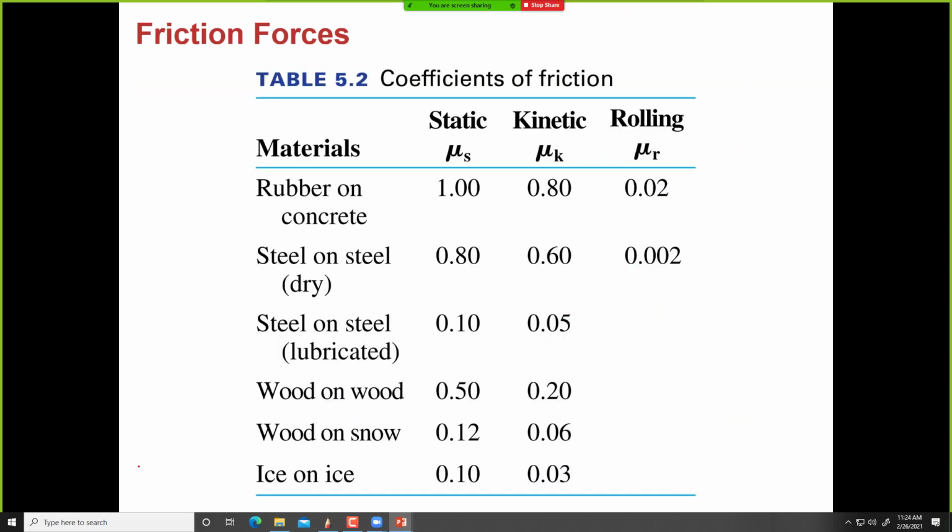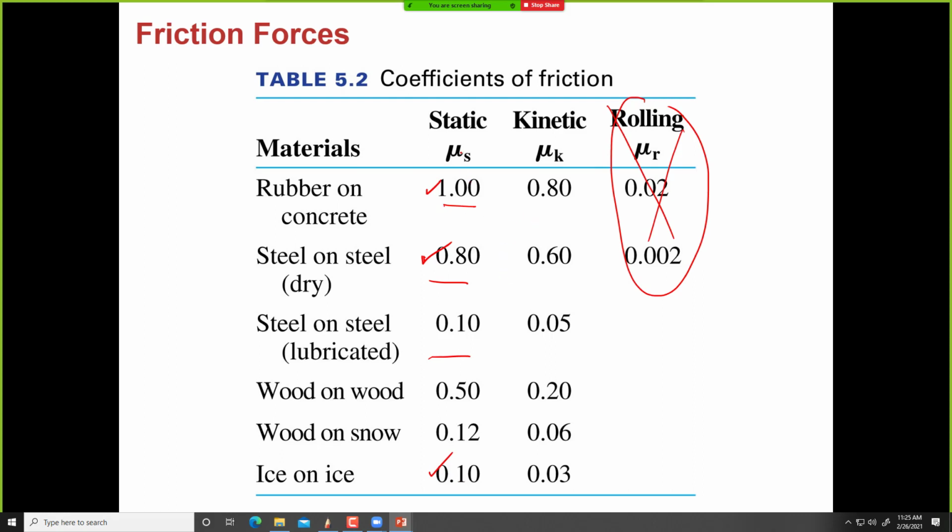So here are some of the values for static and kinetic friction. There is also a third type of friction coefficient. We will not talk about that for now. We'll just leave that for next time. So these are the values. Greater the value, more is the friction. So you see rubber on concrete has static friction of 1. If you slide steel over steel, the friction would be 0.8. If you slide ice over ice, it's 0.01. It's very low friction.